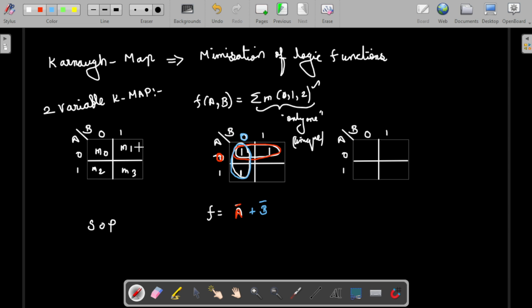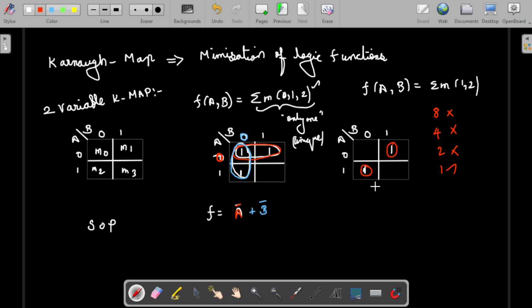For your understanding, let me take another example. Here is another function of A comma B, which is equal to summation of m 1 comma 2. 1 means 0 1, where it is 1, and 2 means 1 0, where it is 1. Let's see how we can group it. The diagonal crossing is not allowed, only adjacency groups. So 8 is not possible, 4 is not there, and a 2 grouping is also not possible, so only single groupings are possible. Each will individually form a group.